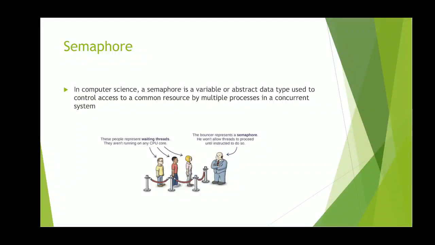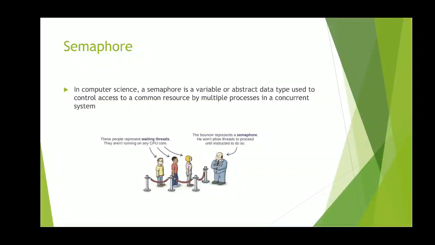In the last few slides, we covered the signals. And this signal is an IPC mechanism. Now we are going through semaphore. A semaphore is a variable or abstract data type used to control access to a common resource by multiple processes in a concurrent system. It is saying that a semaphore is nothing but a variable, and depending on the value of this variable, the shared resource in the computer is accessed.